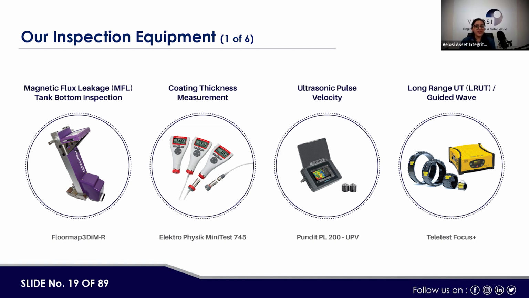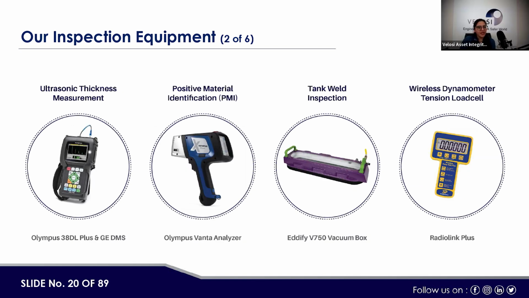Some of our inspection equipment, let's go through them quickly. We use magnetic flux leakage, MFL, tank bottom inspection, then coating thickness measurement, ultrasonic pulse velocity, then long range UT guided wave, ultrasonic thickness measurement, positive material identification, PMI, tank weld inspection, wireless dynamometer tension, load cell.